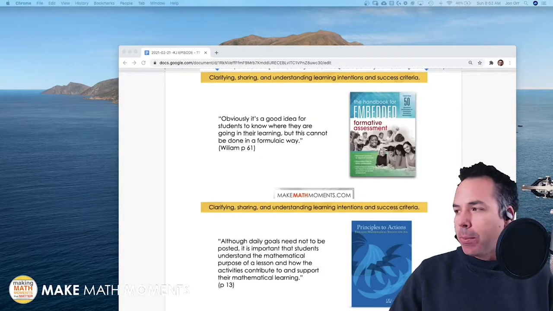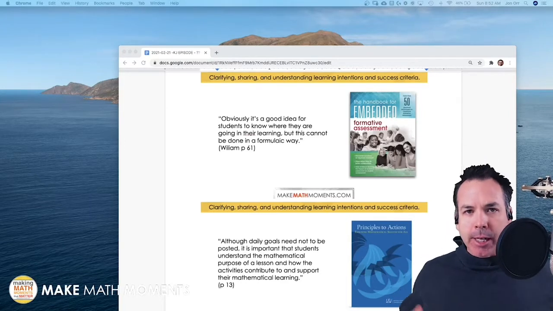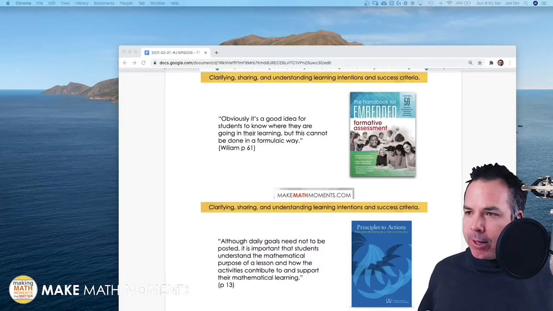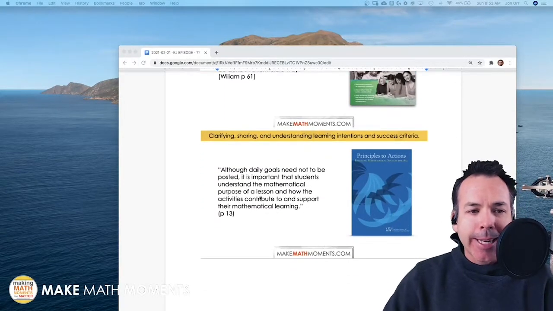It cannot be in this formulaic way that we are making it. Like you just said, it's a policy. We've got to write it up on the board. However, he's arguing that you cannot do that in that formulaic way. And actually, it's also in Principles to Action.